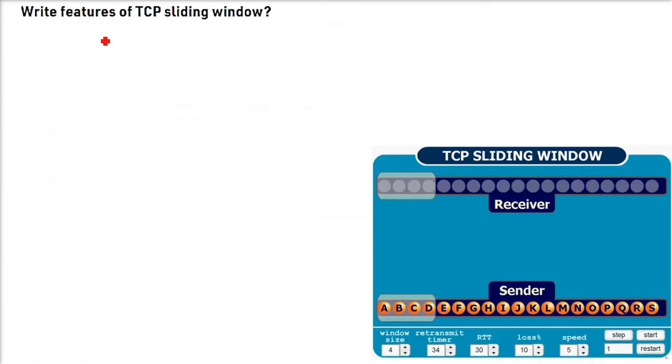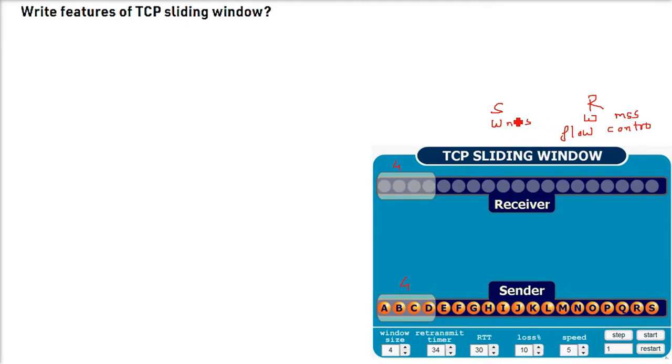Write the features of the TCP sliding window. Now in the TCP sliding window, the sender and receiver, whenever they start the communication, also send the window size. The window size is always in the header. For example, let's say the window size is 4 here. This is happening because of the flow control. Please remember, this window size is logical. It is not real. This is how it is implemented.